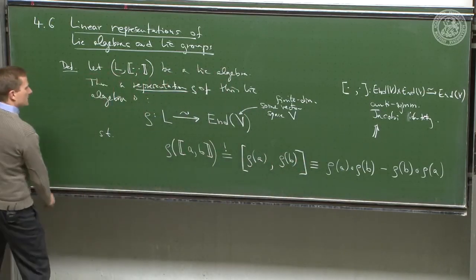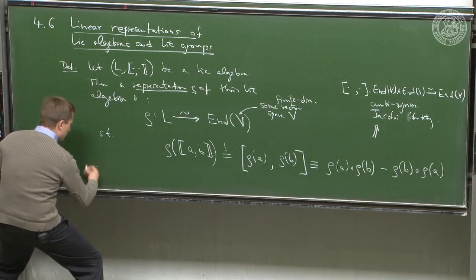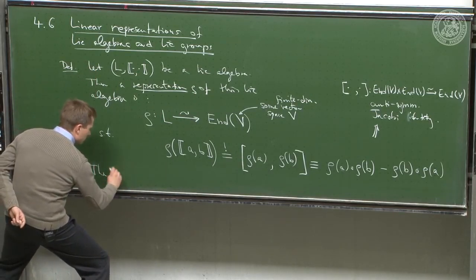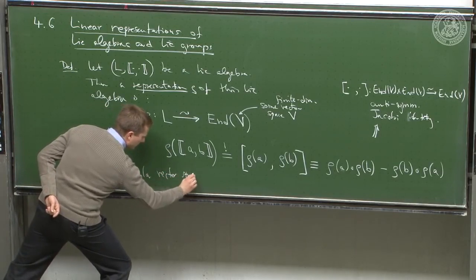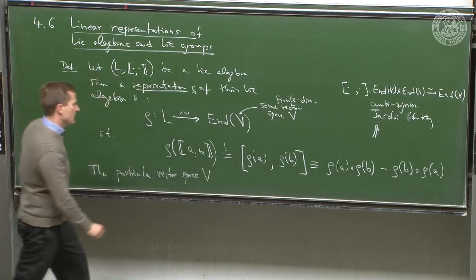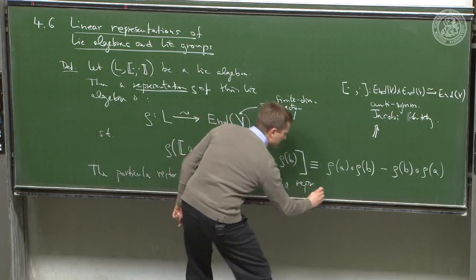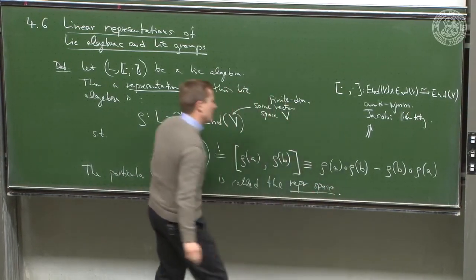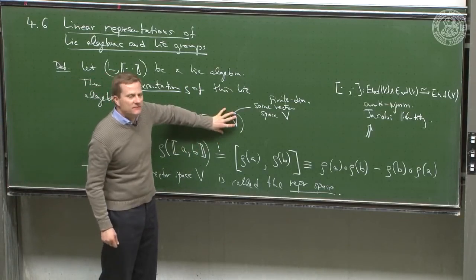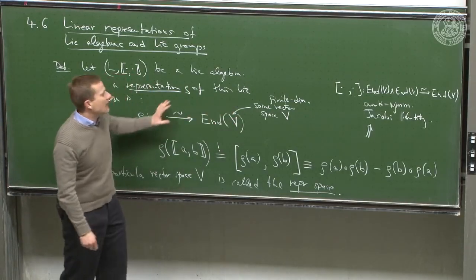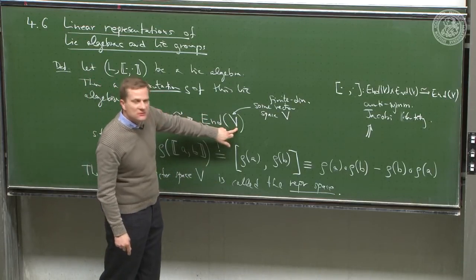Okay? And so this rho is then called the representation, and the particular vector space V that comes with a representation is called the representation space. Okay, so that is maybe confusing because one might have thought, well, you map the Lie algebra to End V, so you might say End V is the representation space where you represent the L. Well, that is what it is, but the terminology says this V is the representation space.